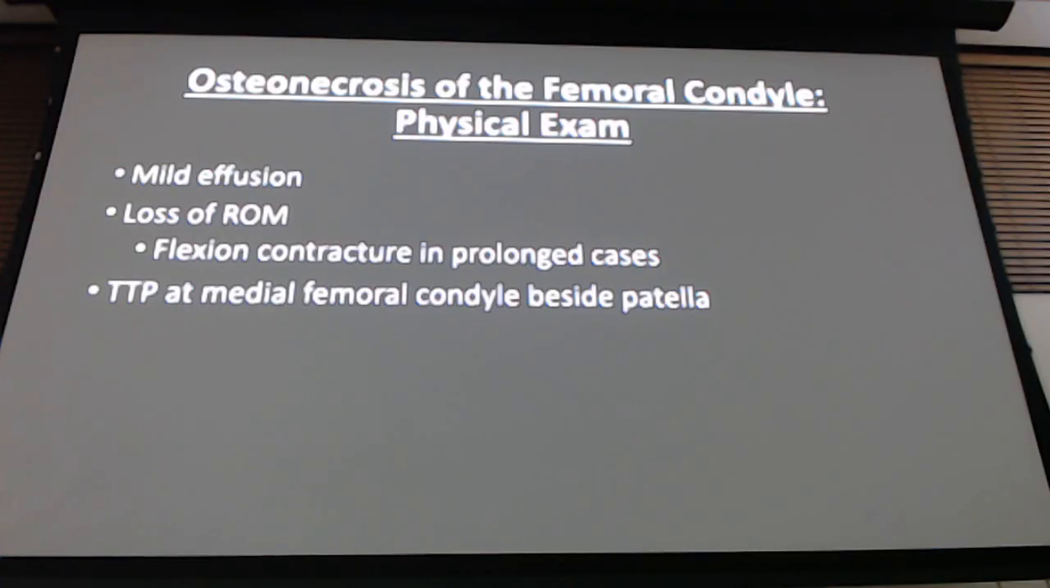Loss of range of motion. Do you think if a patient has pain in a certain range of motion that they'll stop, maybe that they'll favor and walk a certain way, and over time they won't extend? Yes. So that you could have, if it lasts long enough, a flexion contracture, okay? Especially if it's been present for some time without care, okay?